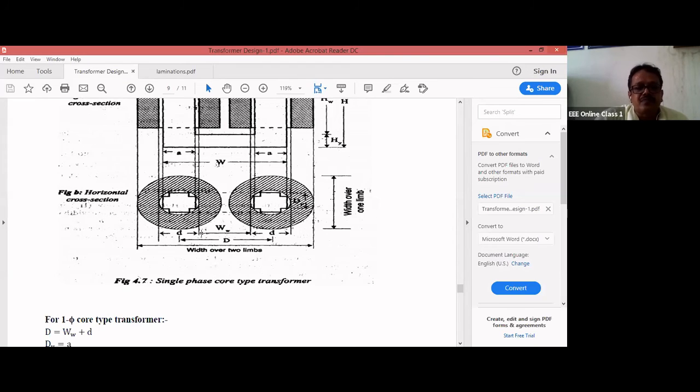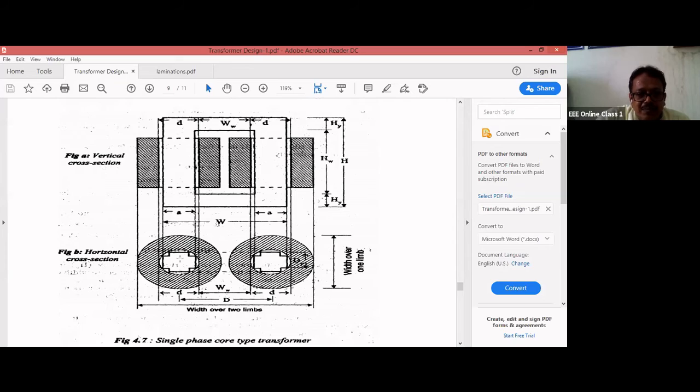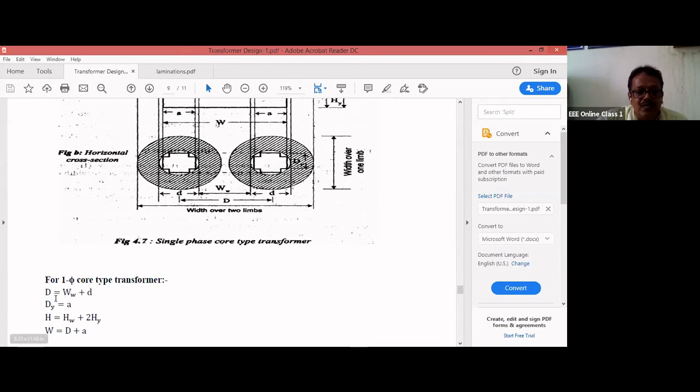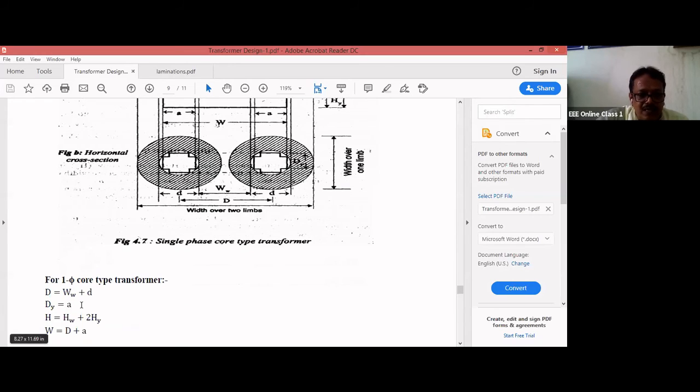D is equal to the width of the window, WW, plus the diameter of circumscribing circle D. I want up to here, so I can take half D here, half D, then I get full D. Okay, D is equal to WW plus D. I want D, so WW, width of window, plus half D on each side, I'll get full D.